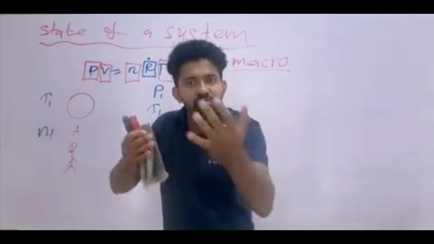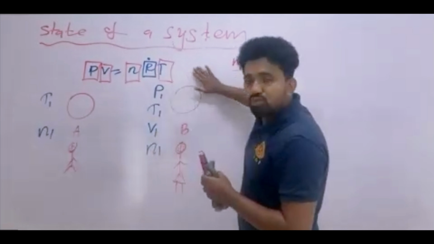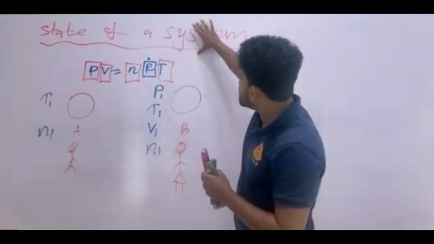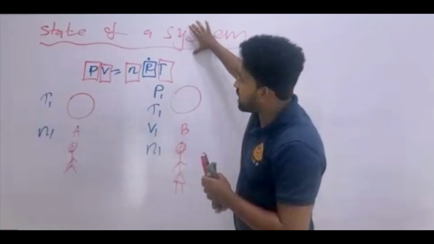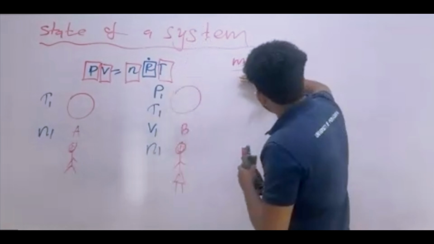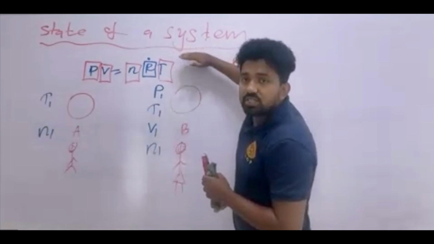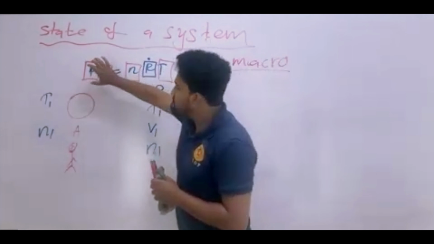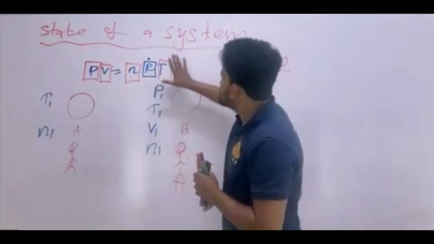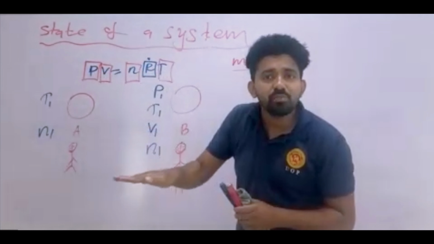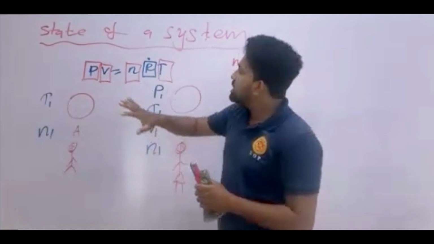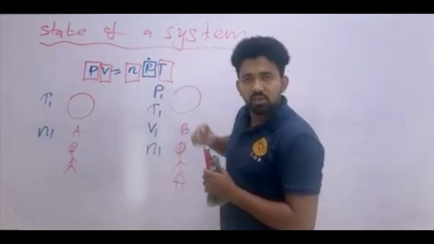Likewise, in this lesson, to describe the state, we use the name state, and we use properties, the macro properties, to describe it. We use pressure, volume, number of moles, and temperature. Likewise, there are many properties that we can use to describe the state of a system.